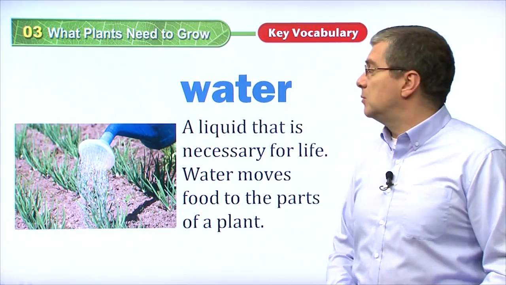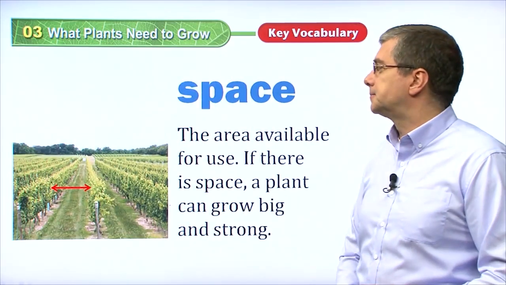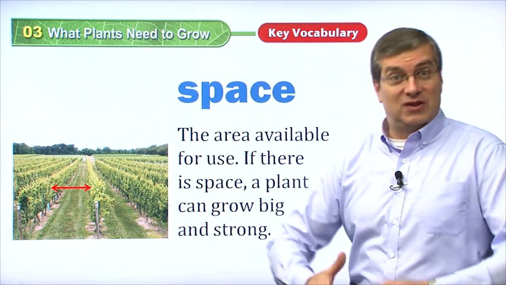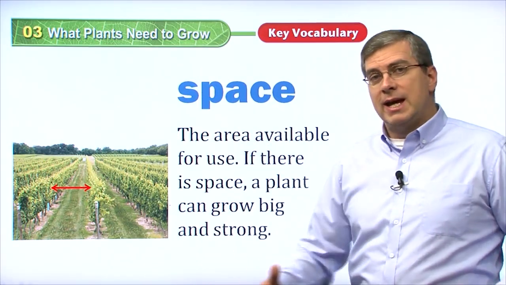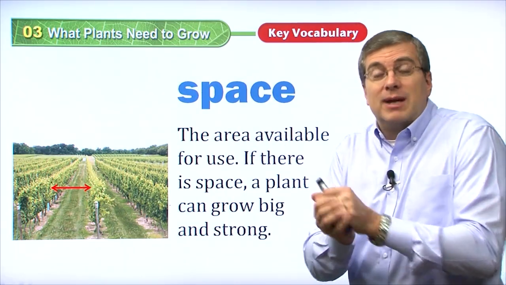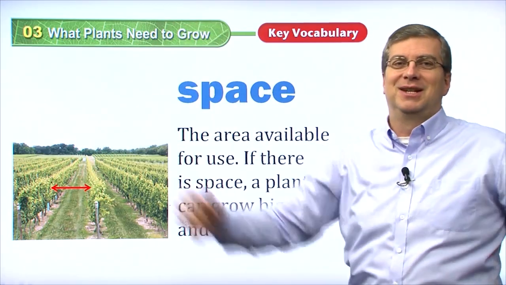Okay, so let's move on to the next thing. What is the fourth thing that plants need? Let's take a look. And that is space. Of course, everything needs space, room to grow. A plant cannot grow if there's no space, right? Where is it going to grow? Especially think about a tree, right? A tree needs a lot of space to grow.